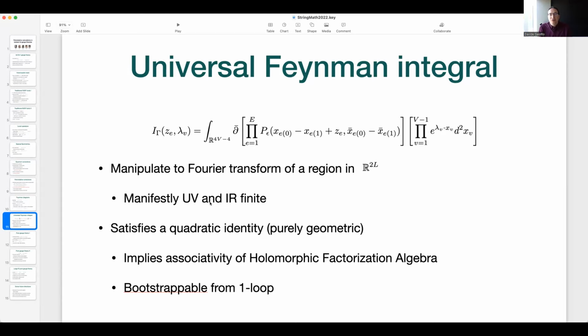I mean, there are some Gaussian integrals in some radial directions, and then once you do the radial integrals, you're left with integrals over angles, which are Kontsevich configuration space integrals. So here the associativity of the holomorphic factorization algebra also follows from a version of Stokes' theorem, right? Yes, yeah. The integration regions are essentially just the same as Kontsevich regions, but complexified.